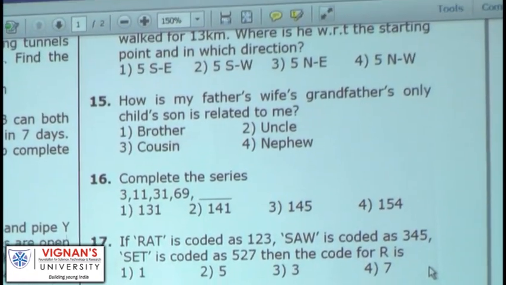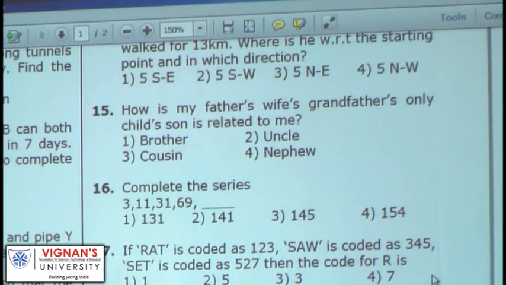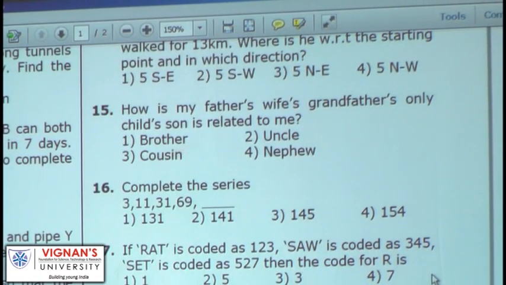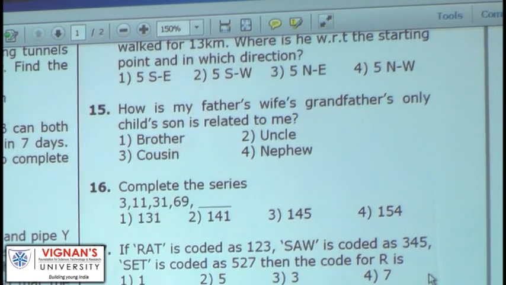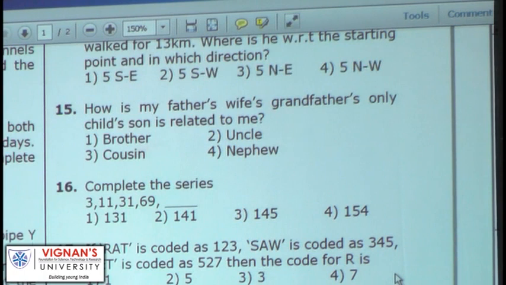Now, the 15th one. How is my father's wife's grandfather's only child's son related to me? Father's wife, mother. Mother's grandfather. Grandfather's only child, mother's father. It means your grandfather. Son means your mother's brother, your uncle. How is he related to you? Uncle. Could you understand? Right.